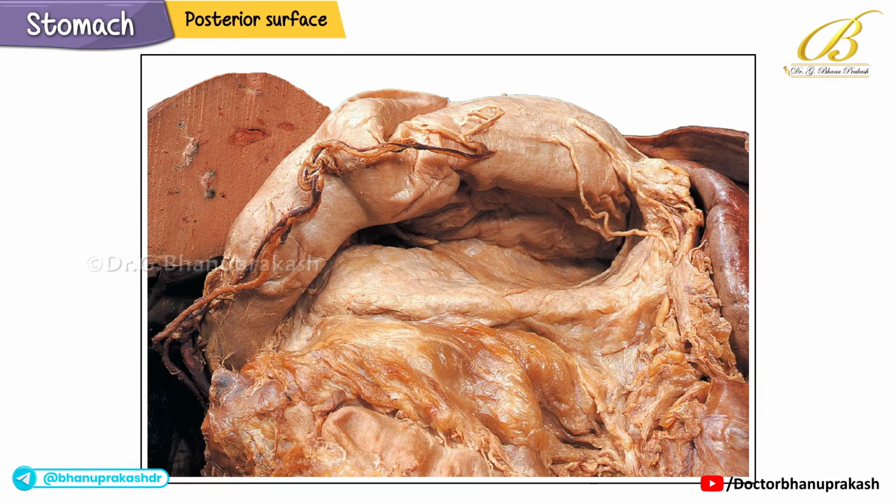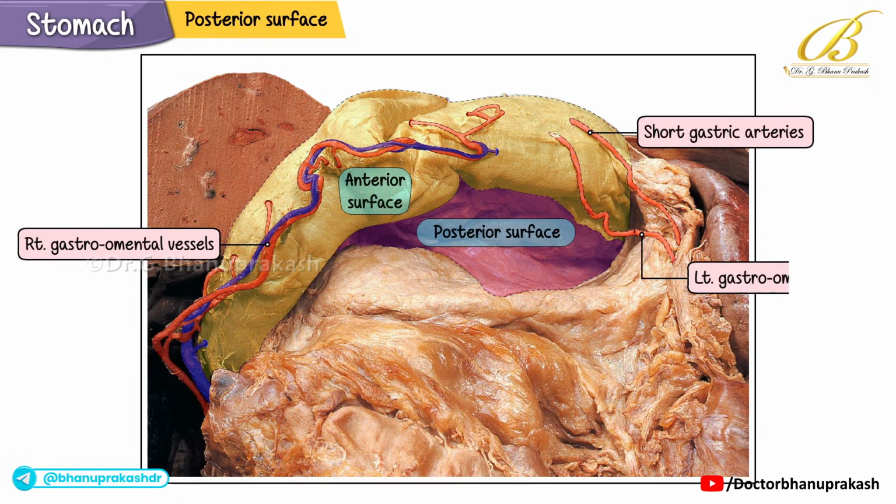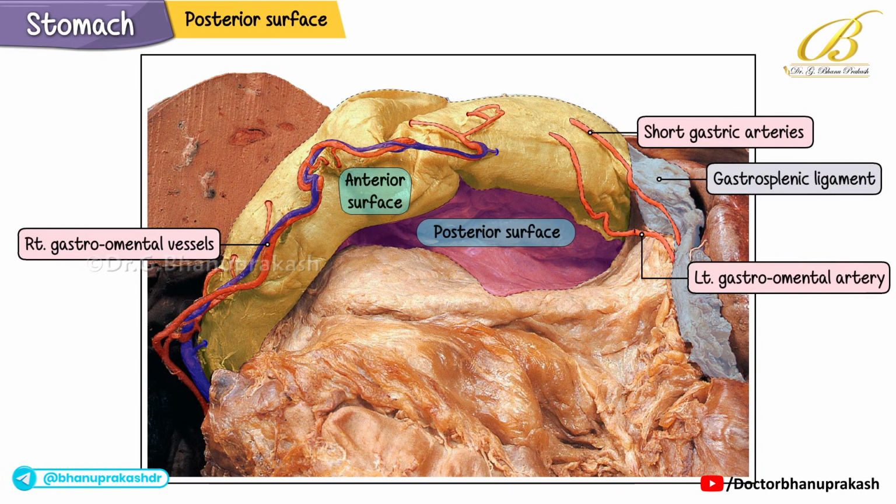This image presents the posterior surface of the stomach, viewed from below and behind. Along the greater curvature, we can see the right gastroomental vessels running along its lower border. In the upper part of the greater curvature, three key structures are visible: the short gastric arteries, the left gastroomental artery, and the gastrosplenic ligament, which connects the stomach to the spleen.